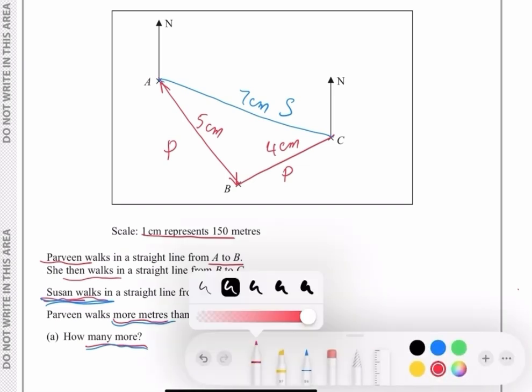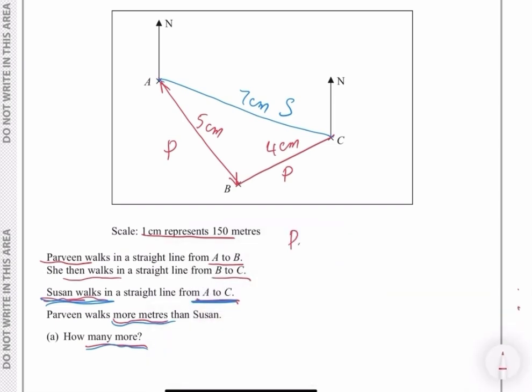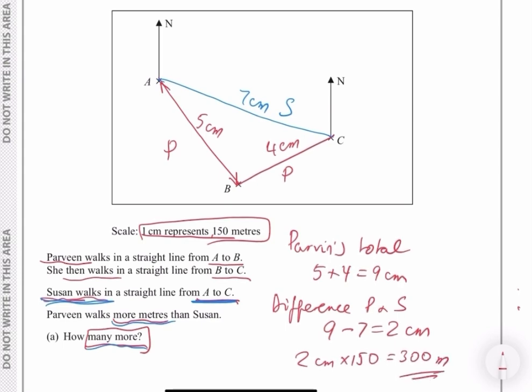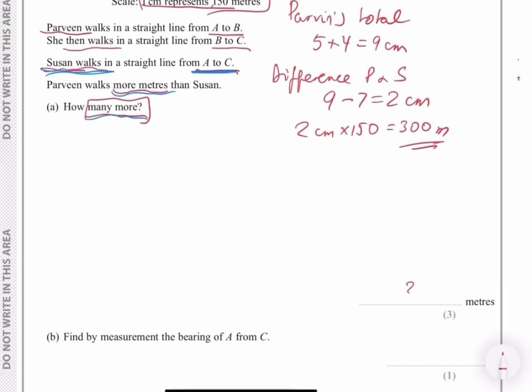Okay, we need to find how many more meters Parveen walked than Susan. Let's just add Parveen's total distance, 5 plus 4. And how many more means take away. Let's take away Susan's distance from this. That is 2 centimeters. So multiply it by the scale, 150. You get the real measurement, 300 meters.